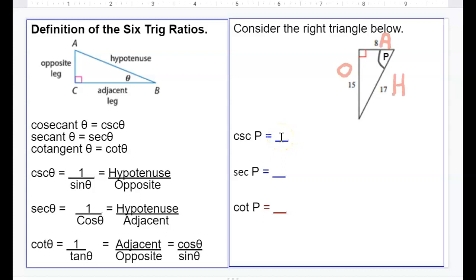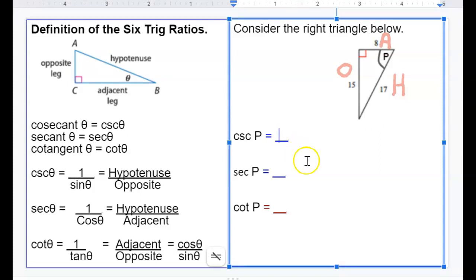All right, so we're asked to find cosecant of P. We know by definition, cosecant is what? 1 over sine, and sine is opposite over hypotenuse, so 1 over sine will be hypotenuse over opposite. Our hypotenuse is 17, and the opposite is 15.